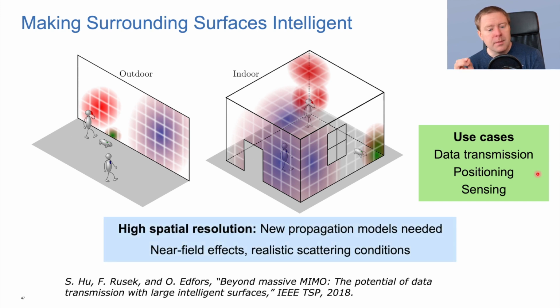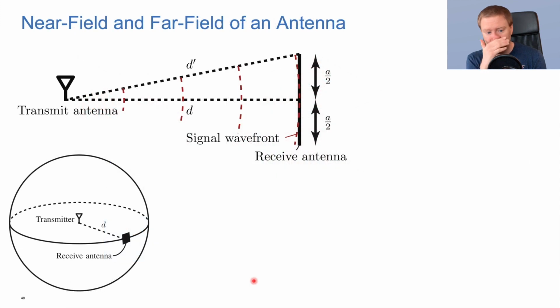And the main thing is that when you are close to the surfaces and they're physically large, we have a high spatial resolution. We can measure things in space in a much higher precision way, which requires us to have new propagation models to understand what happens in the near field of arrays and to consider realistic scattering conditions. So let's start with talking about the near field and far field of an antenna.